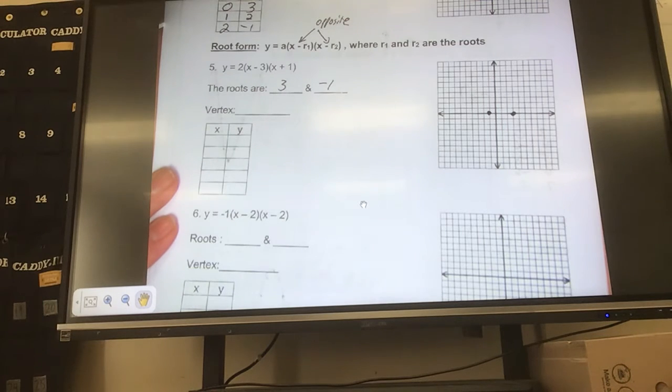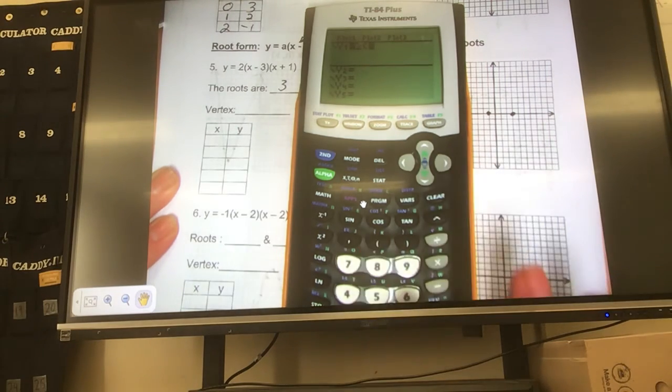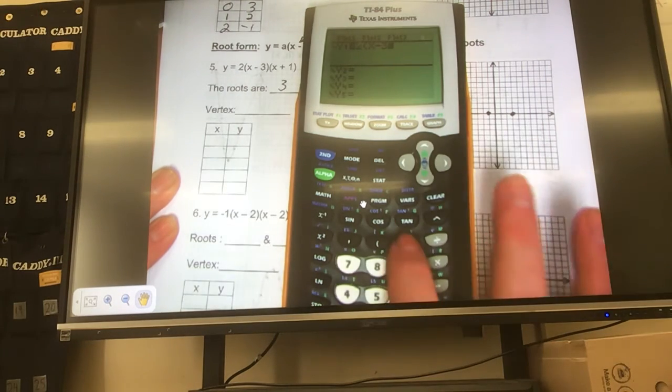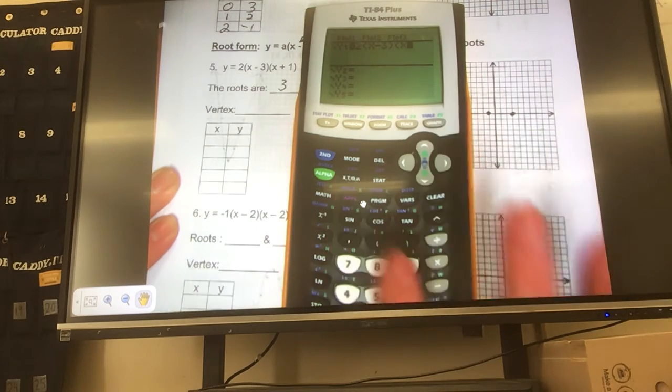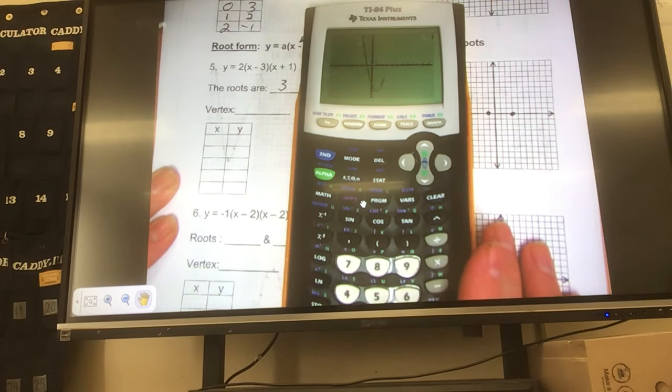Okay? Vertex, without even graphing it, is the vertex going to be a maximum or minimum? A minimum. How did you know that? It's not a negative out front. Okay, here we go. So y equals, clear, 2 parentheses, x minus 3, close them, open them, x plus 1, close them, graph it. Sure enough, it's opening up. So that is a minimum.